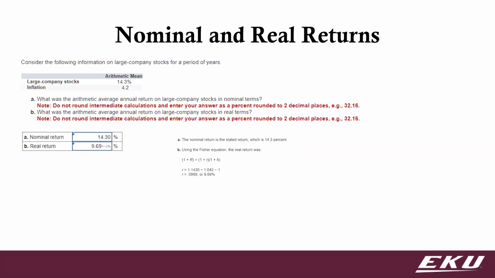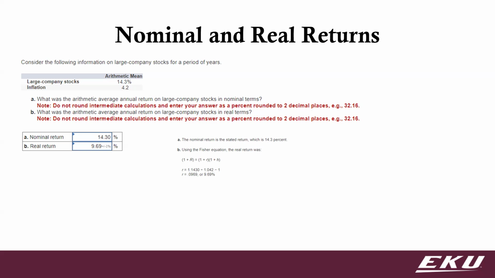Okay, we also have a question about nominal and real returns. So remember, nominal means named, right? So it doesn't account for inflation. So what we're going to do is use the Fisher equation. Irving Fisher came up with this over 100 years ago. But we'll just plug that in to calculate what our real return would be.